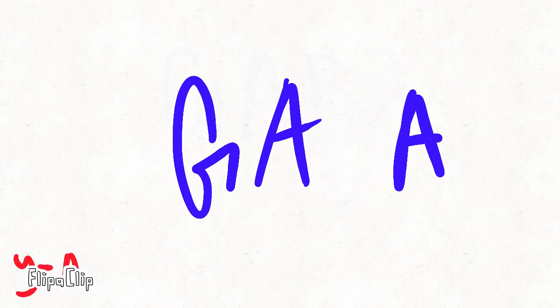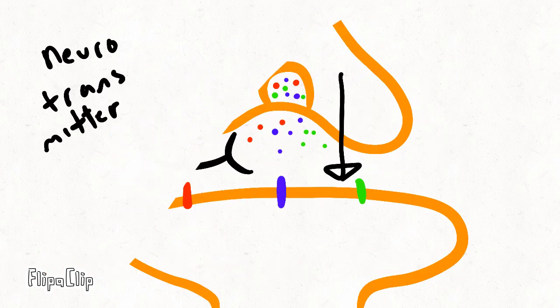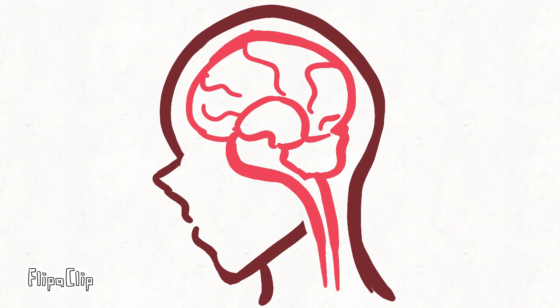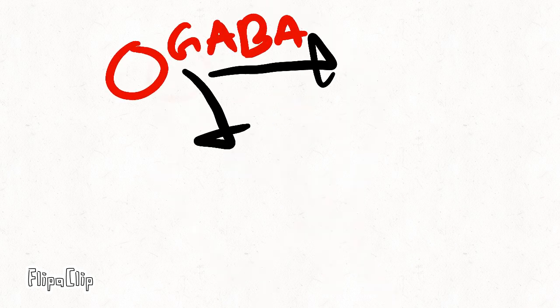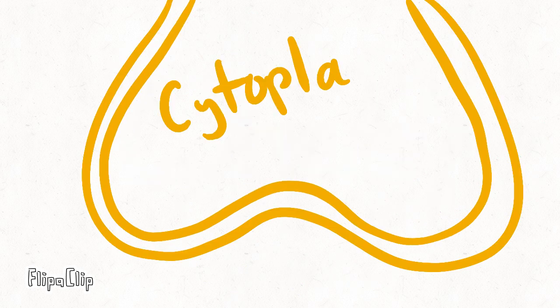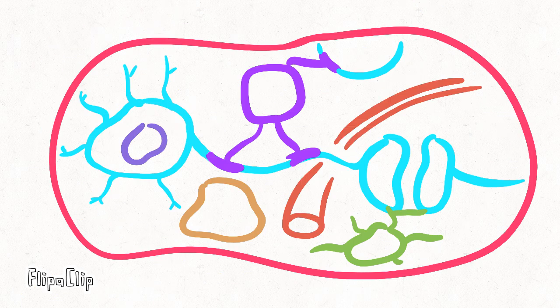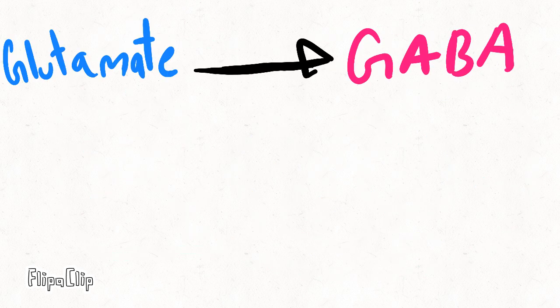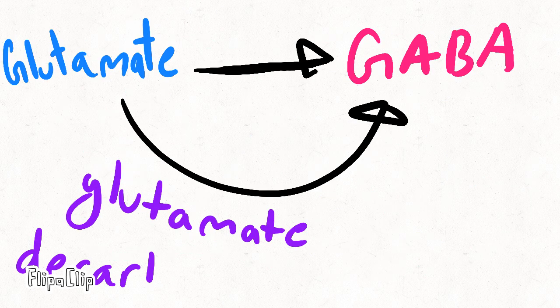GABA, or gamma-aminobutyric acid, is a common neurotransmitter in the central nervous system. It acts as a ligand that attaches to both G proteins and ionotropic channels. But where does GABA come from? GABA is synthesized in the cytoplasm of a presynaptic neuron. It originates from glutamate, an amino acid and other neurotransmitter which is released by glial cells. GABA is synthesized from glutamate by the enzyme glutamate decarboxylase.